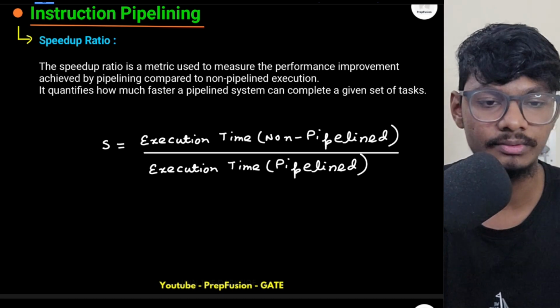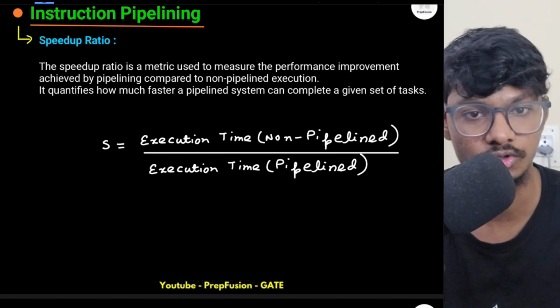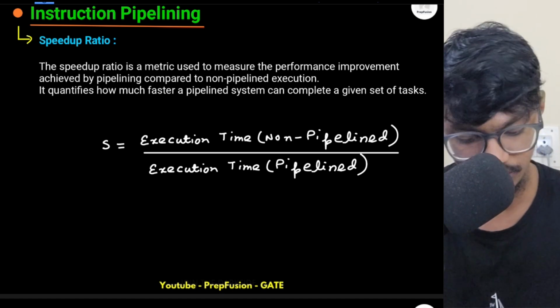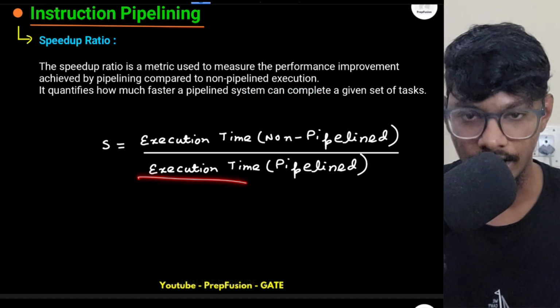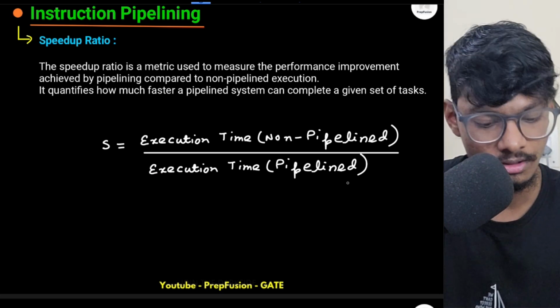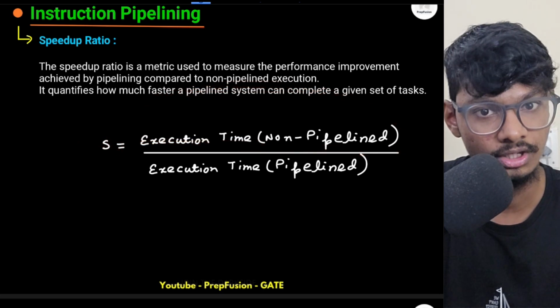Always remember that you want your speed up ratio to be as high as possible. If you want your speed up ratio to be high, the top one should have a higher number. The execution time of a pipeline system, in most cases, is always lower. So obviously the lower number will be at the denominator and the higher number will be at the numerator.